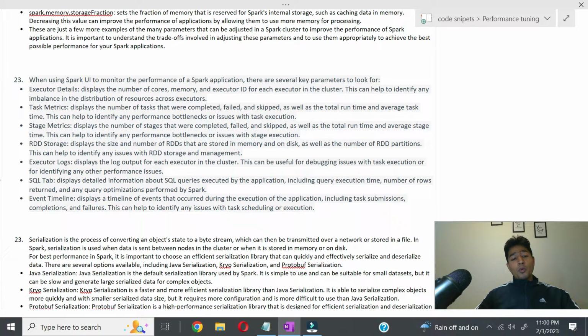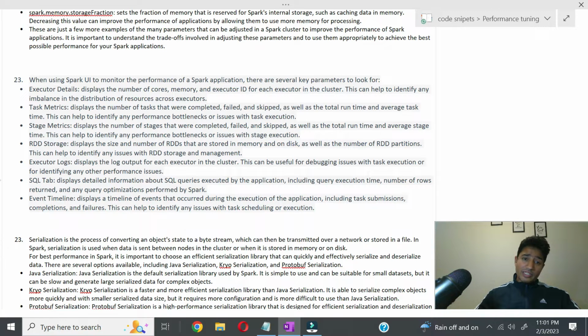So the most important thing when using Spark UI to monitor the performance of a Spark application, there are several parameters to look for. So Spark UI is the right place to look for performance bottlenecks. What should we look at there? Five or six things are very important. One is executor details. It displays the number of cores, memory, and executor ID of each executor in the cluster. This can help to identify any imbalance in the distribution of resources across executors.